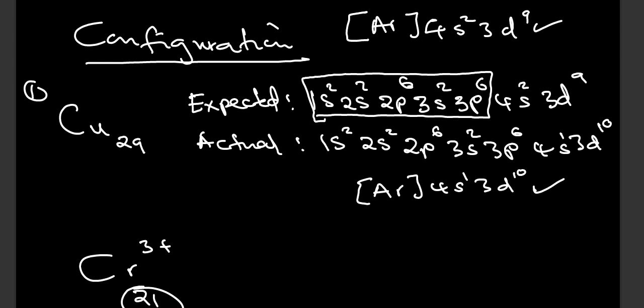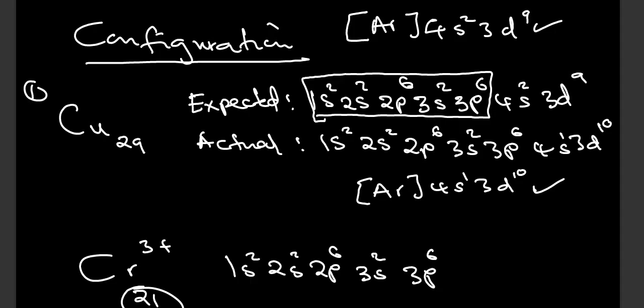Yeah, then for this chromium here, chromium was supposed to have 24, but there's a positive 3 on top, meaning it has lost 3 electrons. So this is going to be 1s2, then you have 2s2, then you have 2p6, you have 3s2, you have 3p6, then you needed to have 4s2, then you need to have 3d. Initially it was supposed to be 24, right? So this is supposed to be, I think, a 3 or something, is it? Or a 4? Yeah, it was supposed to be a 4.